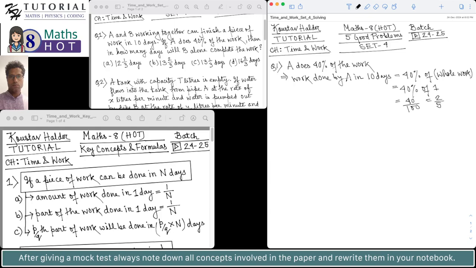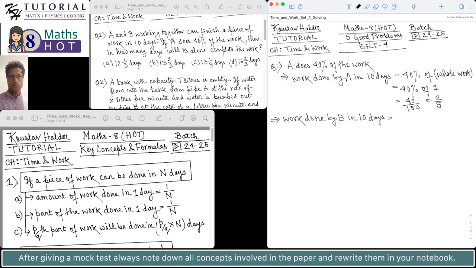This also means that 2 by 5th part of the total work was done by A. Okay, so we can say now the remaining part obviously must have been done by B, because in 10 days the total work was done by both A and B. So we can say work done by B in 10 days will be equal to the whole work minus the work done by A.